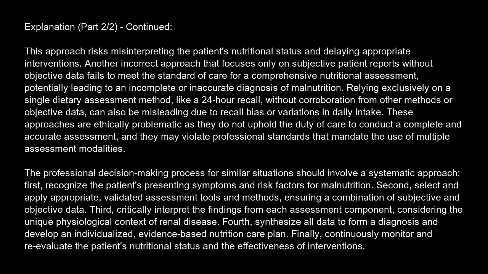The professional decision-making process for similar situations should involve a systematic approach. First, recognize the patient's presenting symptoms and risk factors for malnutrition. Second, select and apply appropriate validated assessment tools and methods, ensuring a combination of subjective and objective data. Third, critically interpret the findings from each assessment component, considering the unique physiological context of renal disease. Fourth, synthesize all data to form a diagnosis and develop an individualized, evidence-based nutrition care plan. Finally, continuously monitor and reevaluate the patient's nutritional status and the effectiveness of interventions.